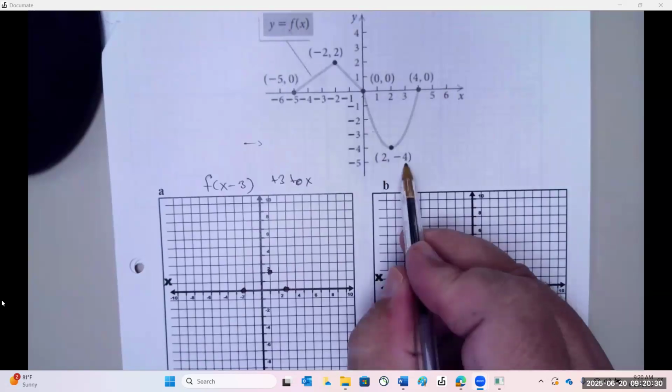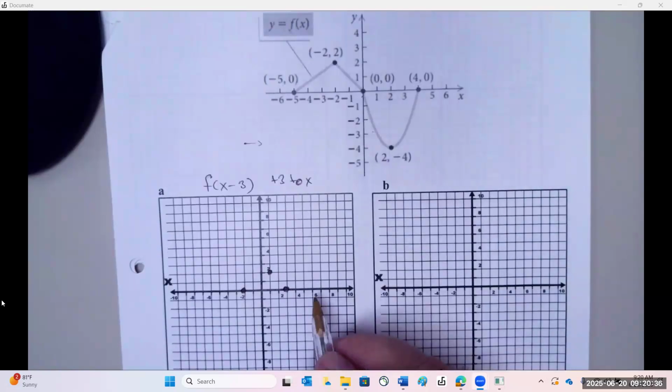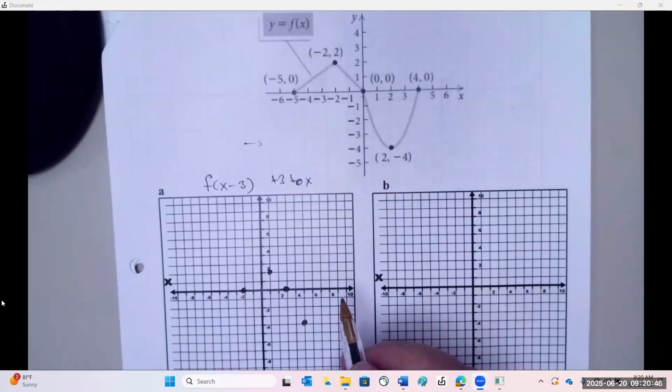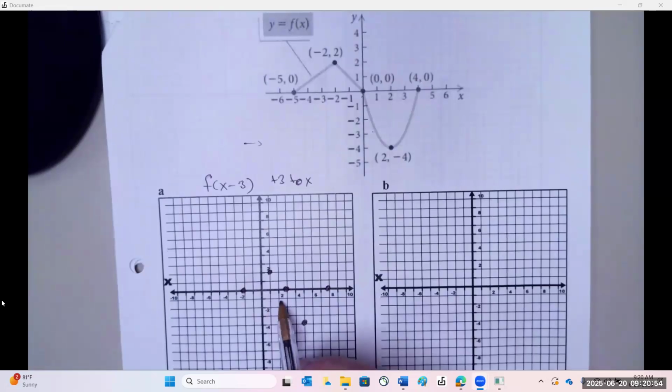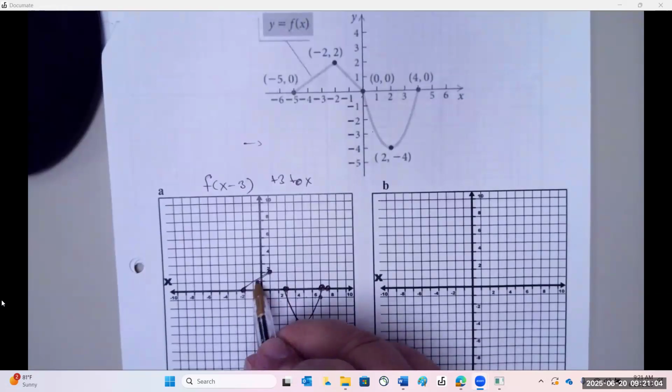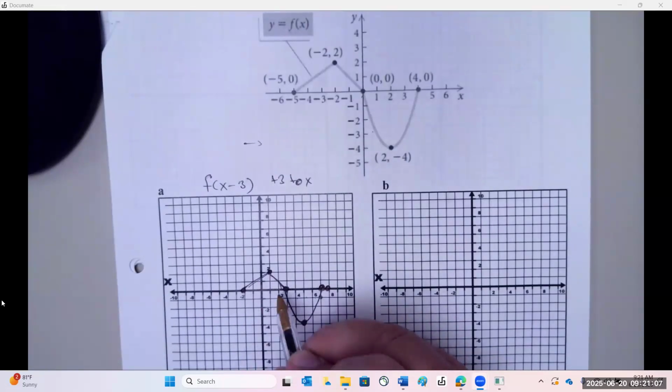At 2, -4, it becomes 5, -4. And then at 4, 0 becomes 7, 0. So that's 1, 2, 3, 4, 5, 6, 7. That should be 7. So my graph looks like this. All I did was shift it to the right 3 spaces. That's what my transformation said.